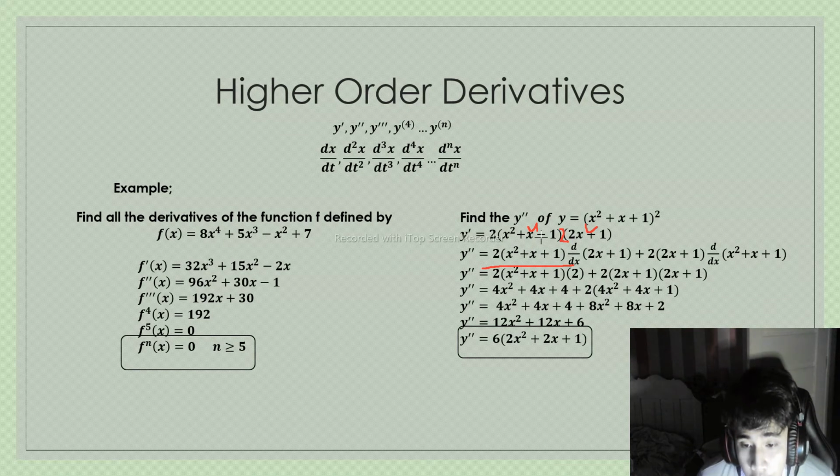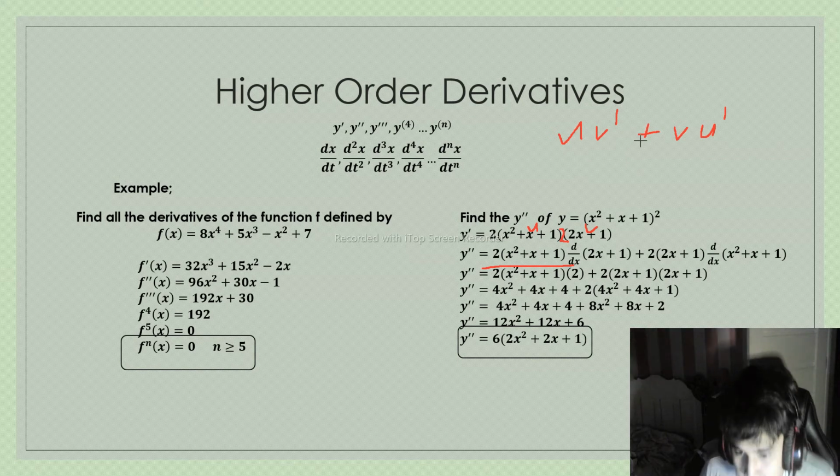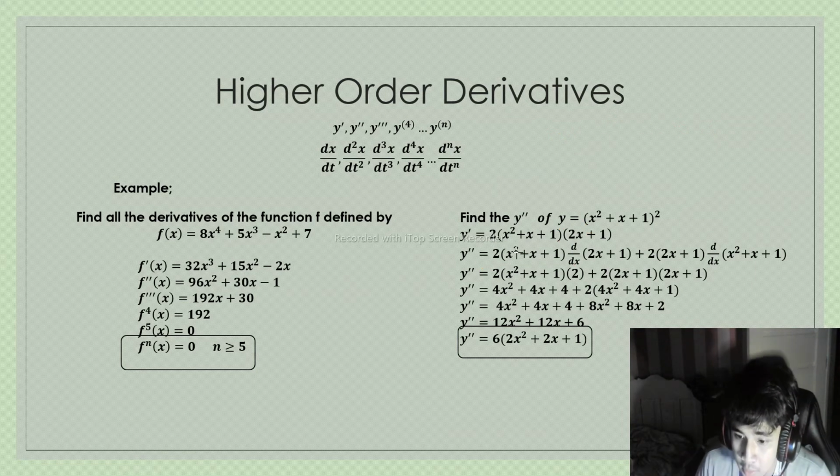Then, ang formula natin ng product rule ay u v prime plus v u prime. Tama ba? Yes, tama. I remember it now. Then, isalpak na natin sila. That will be 2 times quantity x squared plus x plus 1 times the derivative of 2x plus 1 plus 2 quantity 2x plus 1 times the derivative of x squared plus x plus 1.